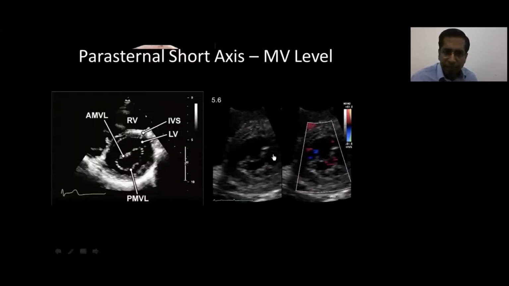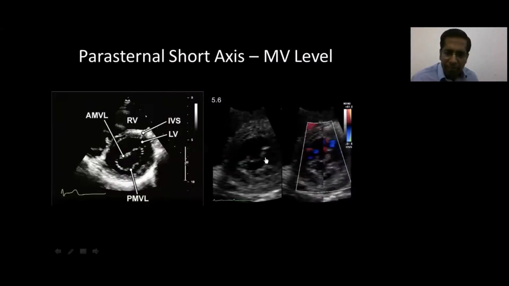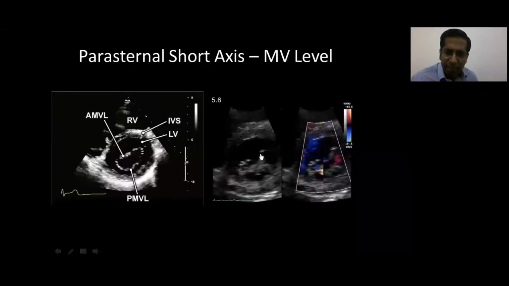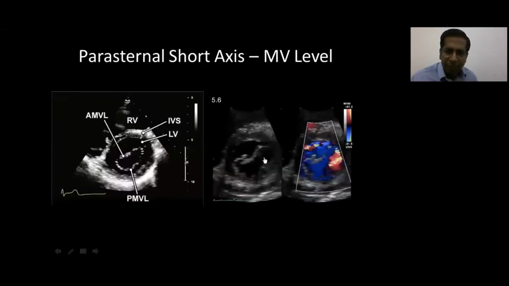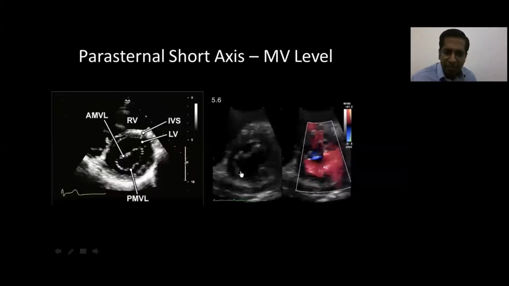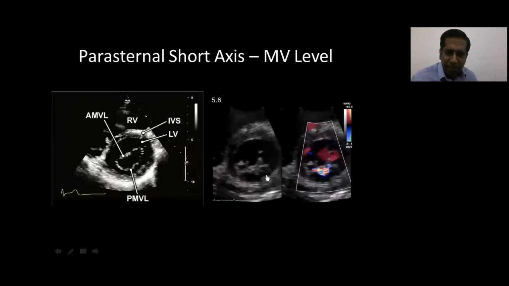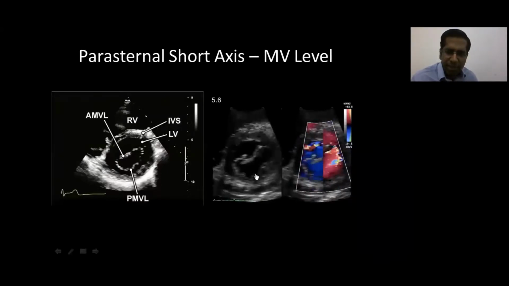So to know that, we need to try as much as possible to get a perfectly round LV. And this particular color also helps us localize where the leak is. If there is a leak happening here, then it is likely to be from the one segment, whereas if it is from here, it is likely to be from the three segments. Something in between would be from the two segment. And as I told earlier, looking at the parasternal long axis view itself tells us whether it is anterior or posterior. If something is directed posteriorly, it is likely to be an anterior leaflet problem.